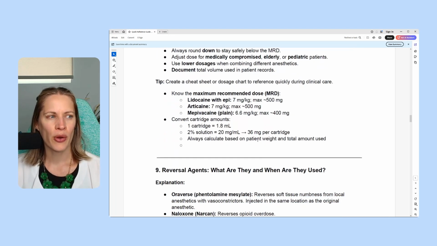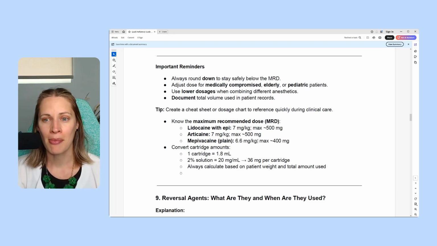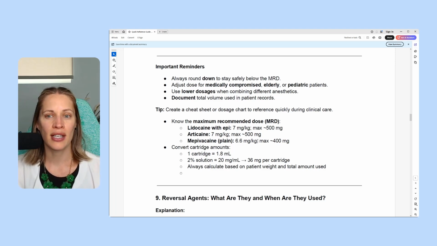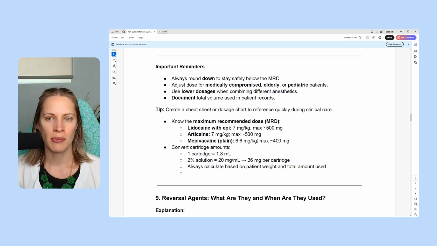Now, just some important reminders here. It's good to round down to keep things safe. You would adjust the dose, however, if somebody's medically compromised, elderly, or even children. When you're combining different anesthetics, you want to use lower dosages and always document in the chart. It can be helpful to create a cheat sheet, especially if you're studying for exams, because there's a lot you have to know, right?